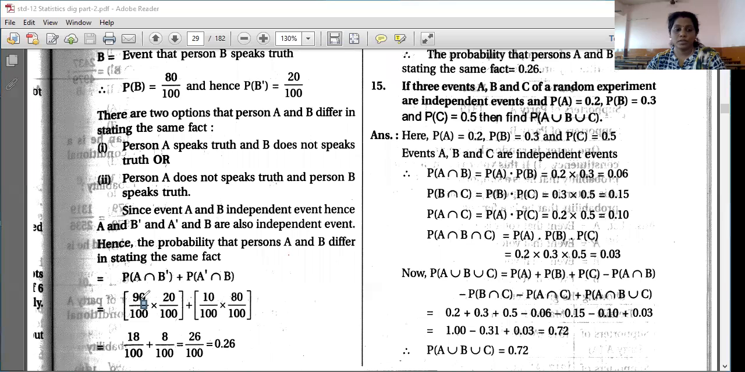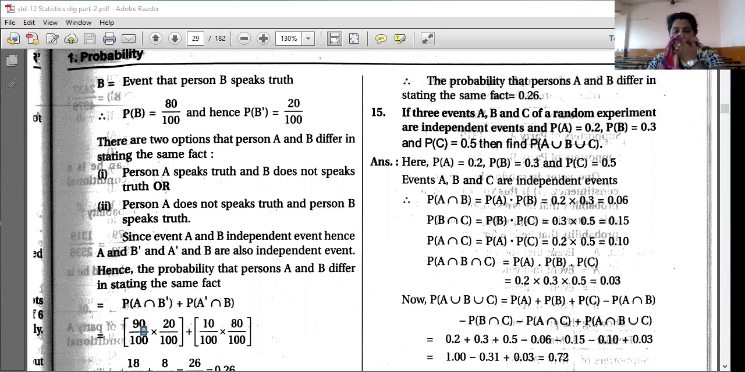Here this will be reduced, everyone knows this. See, here 0 will be reduced, here also 0 will be reduced, one 0 will be reduced everywhere. So what will remain? Look here: 18 upon, first, 9 2s are 18 and 10 into 10 is 100, plus 8 1s are 8 and 10 into 10 is 100, that is 26 upon 100, that is 0.26. Got it? The probability that person A and B give different statements is 0.26.